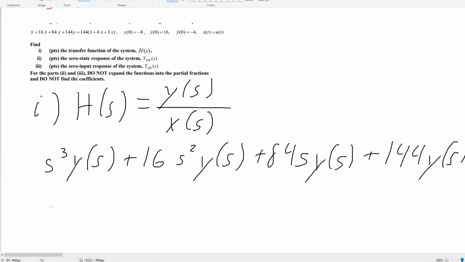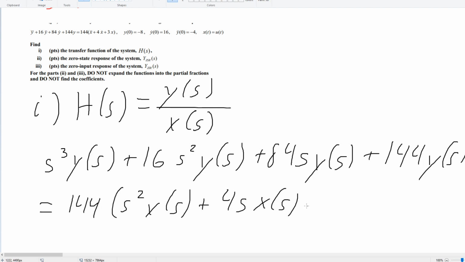And this is going to be equal to the X part. So this is going to stay outside: 144, this is going to turn into s squared X(s), plus 4s X(s), and this is going to be 3 X(s). Right? Okay.